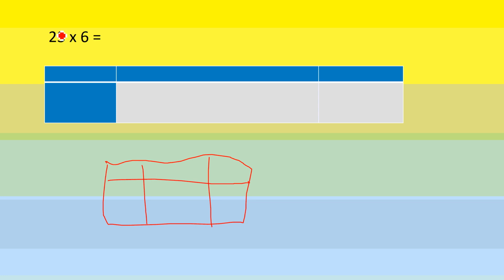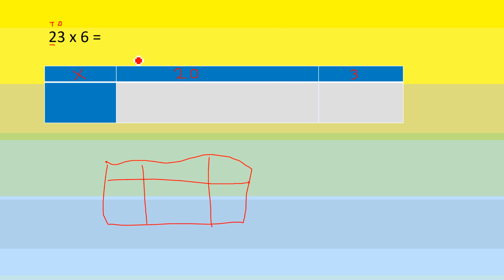So we've got 23 times 6. The first thing I'm going to do is put a little multiplication sign in there to remind us that we are timesing these numbers together. I'm going to partition this number into tens and ones. So I've got 20 here because I've got 2 tens, and I've got 3 ones, so I'm going to pop 3 in here. You write that down as well.